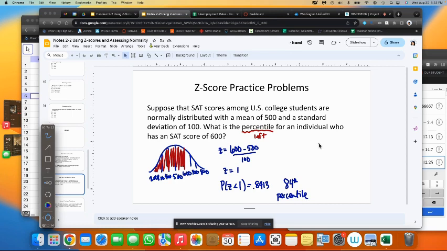So to answer in context, we're going to say an individual who scored 600 on the SAT is in the 84th percentile.